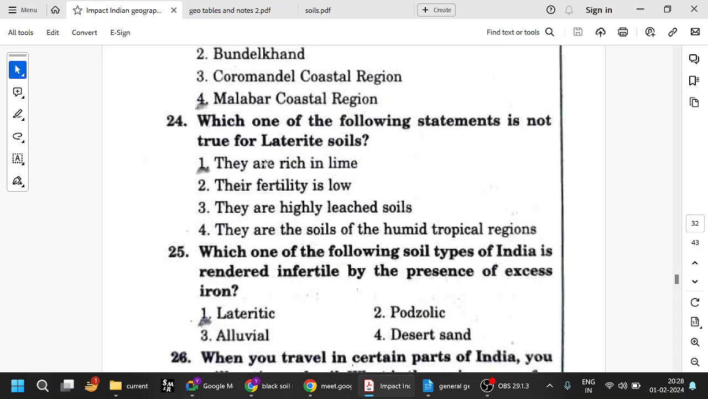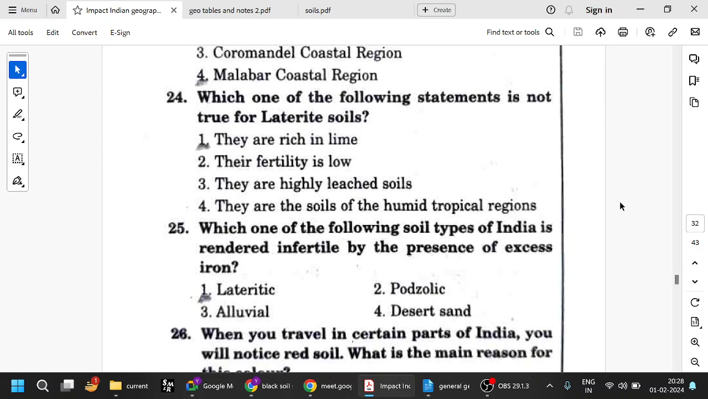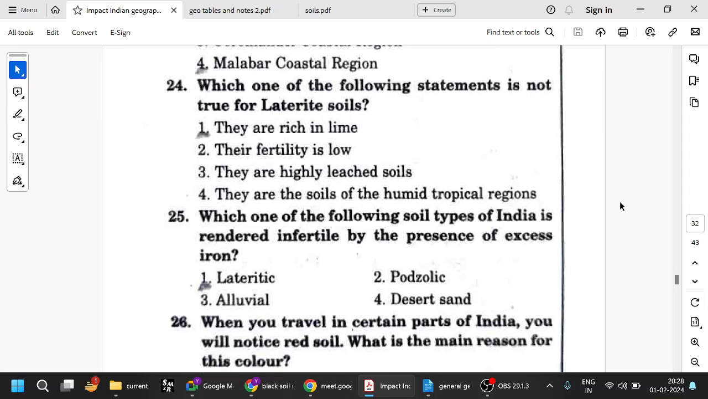So laterite soils are low in lime. They are not rich in lime. Their fertility is low. Definitely, you need some irrigation. Only with irrigation you can get something. They are highly leached soils. We have already seen those soils which get highly leached because of rain. They are laterite soils. They are the soils of the humid tropical regions. So all these are correct. They are not rich in lime. And what they are rich in, what they are poor in, we have also seen.